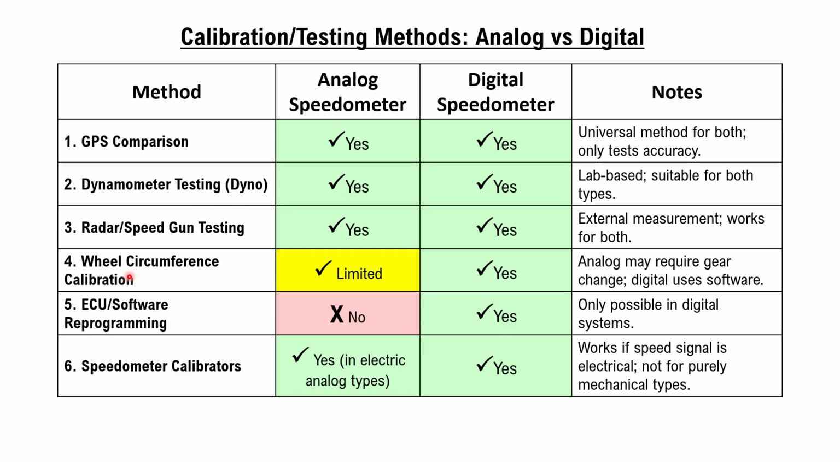Wheel circumference calibration. In the case of an analog speedometer, it is limited, and in the case of a digital speedometer, it is acceptable. An analog speedometer may require a gear change. Digital uses software. ECU software or reprogramming is just not applicable to an analog speedometer, and it can be applied to digital speedometers. Only possible in a digital system.